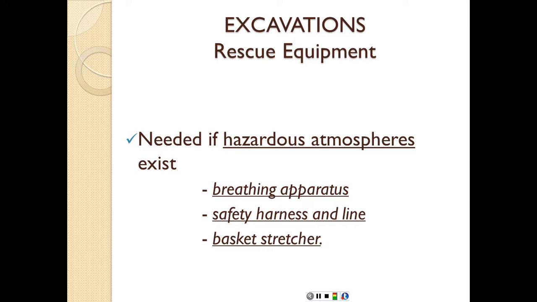Rescue equipment is going to be needed if hazardous atmospheres exist. So if someone is going to be working in a trench that has this hazardous atmosphere, you might need a breathing apparatus so that they do not directly breathe the air inside the trench, which is poisonous or hazardous, and a safety harness and line. Again, if something happens and they cannot move on their own, you can pull them out. And a basket stretcher. So if someone is totally out of it and you cannot bring them out, you're going to load them on a stretcher and lift that stretcher out of the trench to save them.